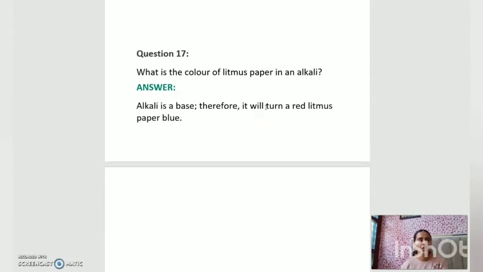Question number 17. So this is our last question. What is the color of litmus paper in an alkali? Now you have to tell the color of the litmus paper, student, in alkali. So alkali is a base, student, you all know. Therefore it will turn red litmus paper to blue. The reason behind this is that alkali is a base, student, right?